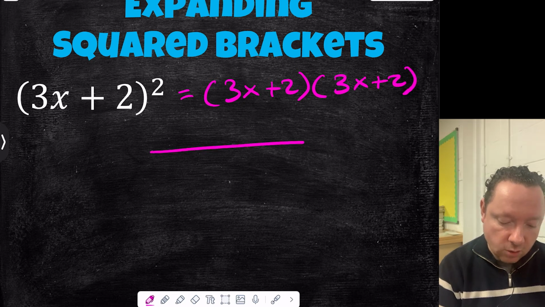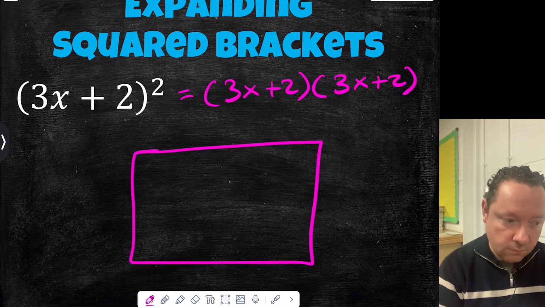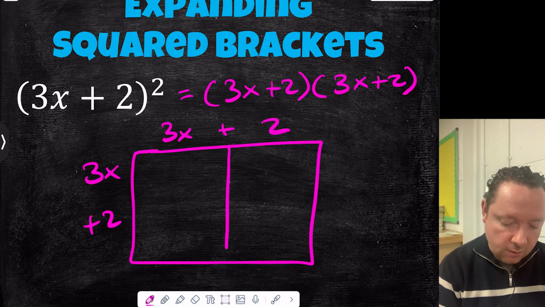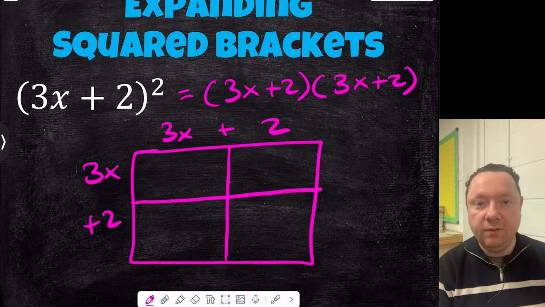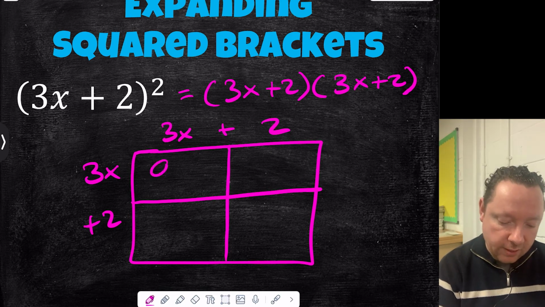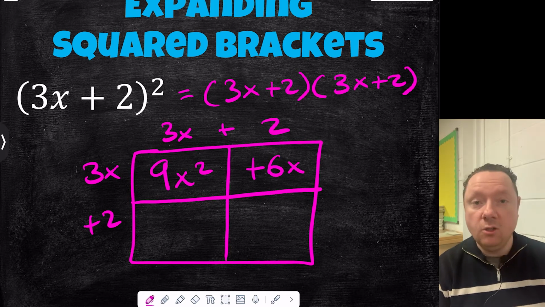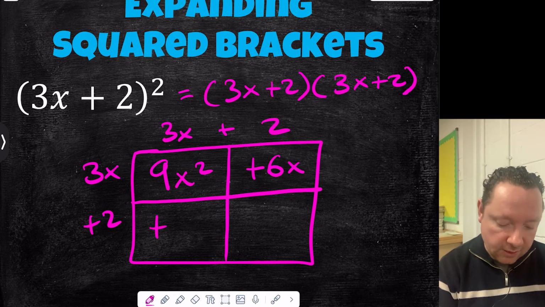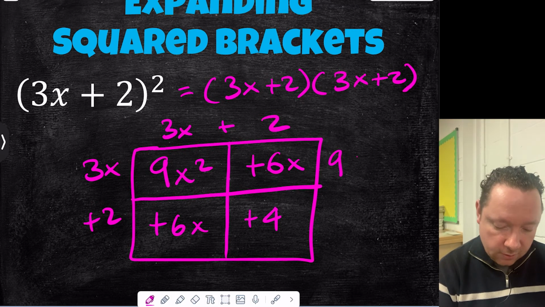So we can draw a box. 3x plus 2, 3x plus 2. Split it up. 3 3s is 9, so I get 9x squared. 3 2s is 6, so I get plus 6x. 2 3s is 6, so I get another 6x. And 2 2s is 4, so I get plus 4. So outside of the box, I get 9x squared. 6x plus 6x is 12x, plus 4 on the end.